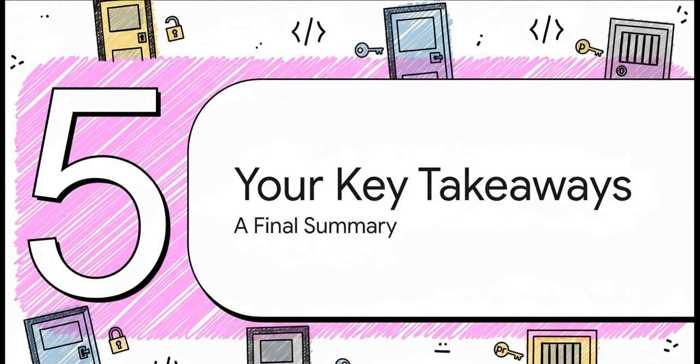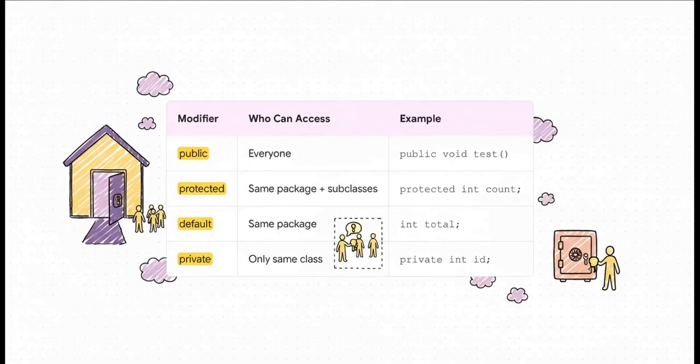And that brings us to the end of our tour. We've seen the 4 types of locks and exactly how they work. Let's do a super fast final recap just to make sure you've got your keys straight. Here's the too long didn't read version. Public is for absolutely everyone. Protected is for the same package and any subclasses. Default is for the same package only, and private is only for the class itself. That's really the whole shebang.